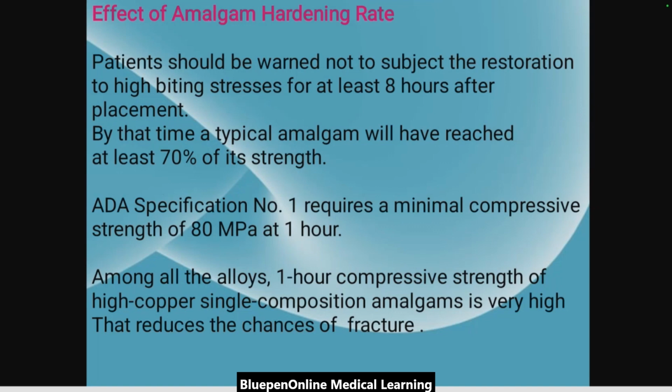ADA specification number 1 requires a minimal compressive strength of 80 megapascal at 1 hour. Among all the alloys, the 1 hour compressive strength of high copper single composition amalgam is very high, and if you are using this, it will reduce the chances of fracture if the restoration is accidentally subjected to high biting forces immediately after placement. So if you have used high copper single composition amalgam, there are very few chances that it will fracture. But if you are using conventional alloys, then yes, there are a lot of chances that it will fracture after 1 hour if subjected to high biting stresses.